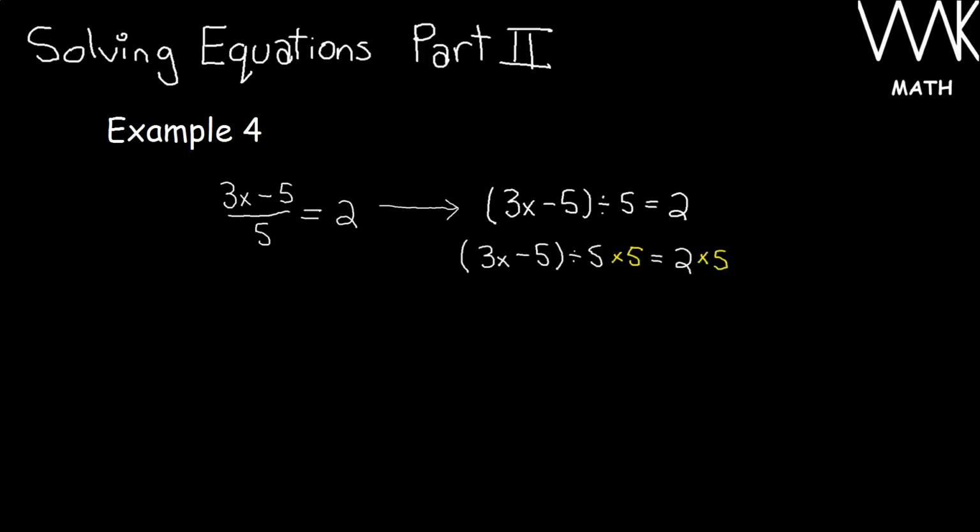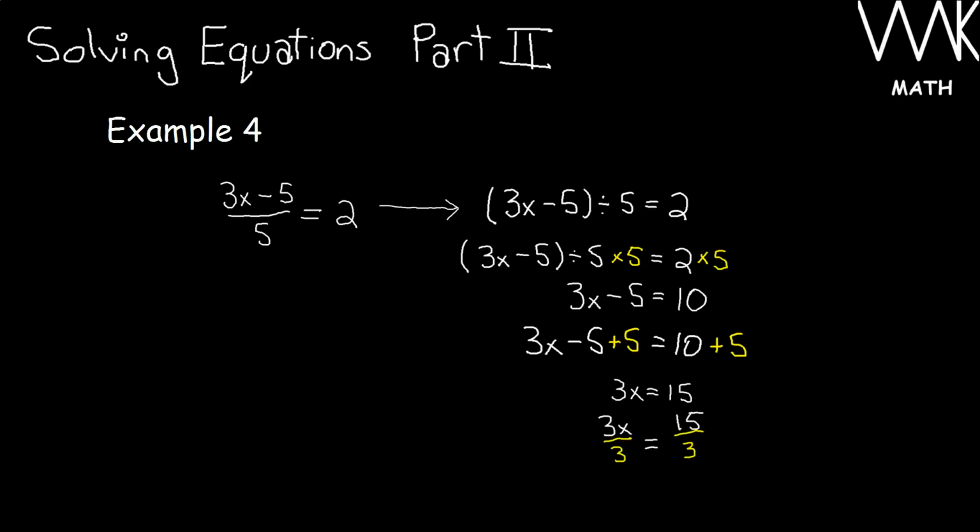Since the bracket is divided by 5, we multiply by 5 on both sides of the equation to get rid of this divide 5 term on the left side. As a result, the left side has only 3x minus 5 left, and on the right side, we have 10 remaining. From here, this should be a familiar case to deal with. We first eliminate the negative 5 term on the left side by adding 5 on both sides of the equation. This gives 3x equals 15. Finally, from here, we divide both sides by 3, and the result is x equals 3.